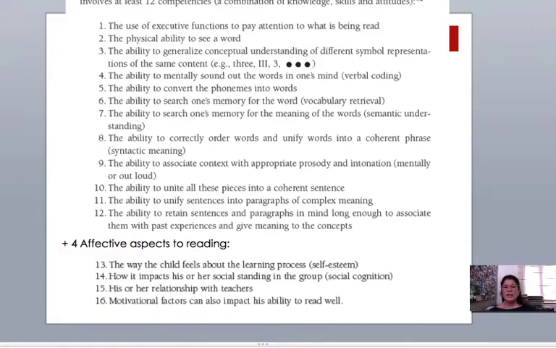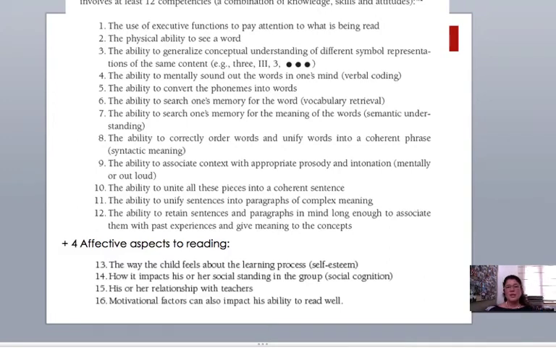The ability to generalize, conceptual understanding, which has to do with different symbol systems which represent the same concept. For example, the different representations of 3, or the Roman numeral 3, or the Arabic 3, or 3 dots. The ability to mentally sound out words in one's mind, verbal coding. The ability to convert phonemes into words, so k-a-t into cat. The ability to search one's memory for the right word, so vocabulary recall, the ability to understand the meaning of the word, so semantic understanding or semantic memory, the ability to correctly order the words. So this is syntactic, structural design of the words so that they actually make sense to other people.